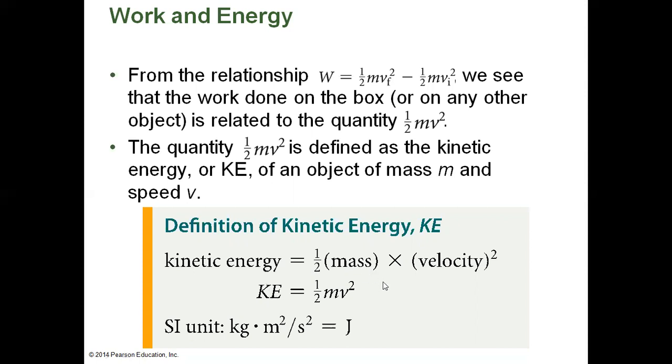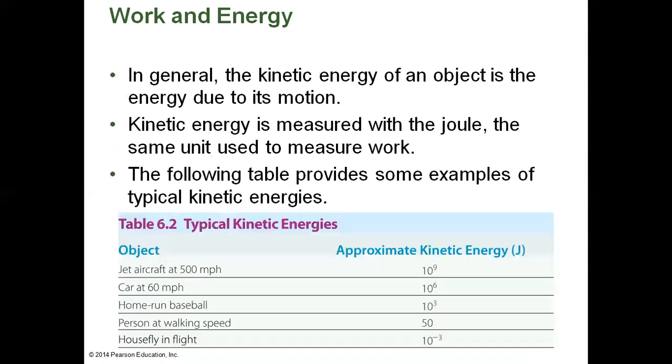So kinetic energy is always 1/2 mv square, and the unit is the joule. In general, the kinetic energy of an object is the energy due to its motion. Kinetic energy is measured with the joule, the same unit used to measure work. The following table provides some examples of typical kinetic energies.